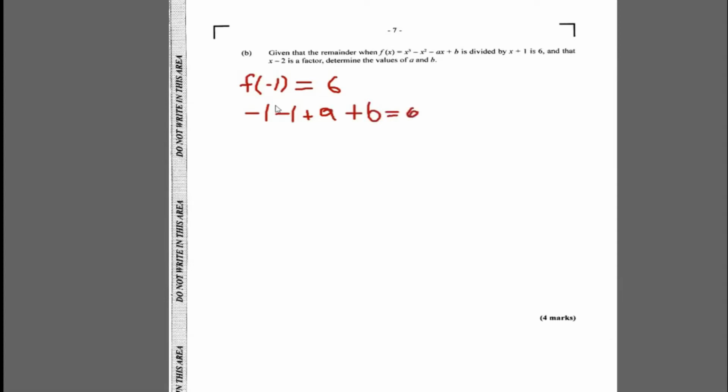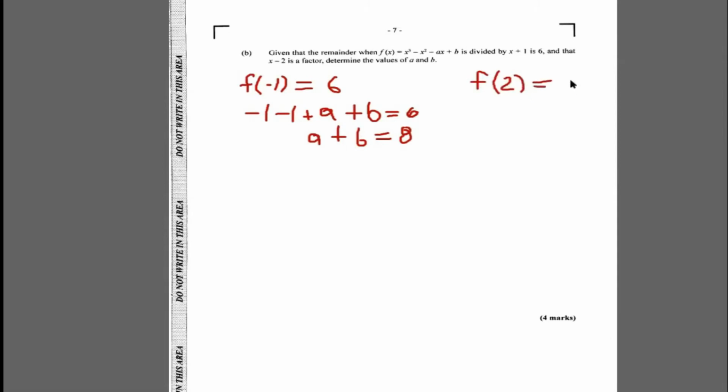So you could go ahead now and minus 1, that's minus 2. Bring over the minus 2, and you could just say a plus b is equal to 8. You could go ahead and do that. And then over here now it says that x minus 2 is a factor. If x minus 2 is a factor, then by factor theorem f of 2 is equal to 0.